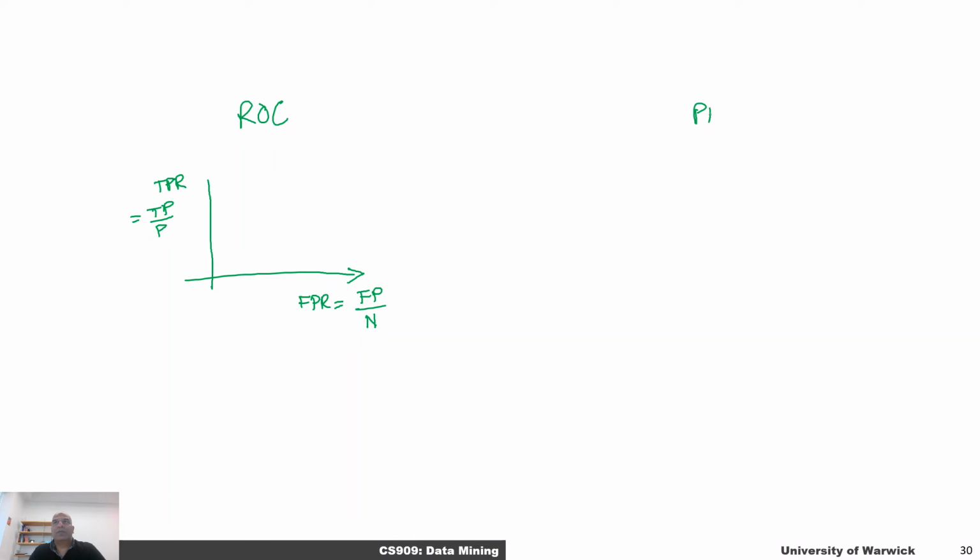Whereas in the PR space or the PR curve, we plot on the x-axis the sensitivity or TPR or recall as it is called. So that's where the name comes from, which is the same as what is being plotted on the y-axis of the ROC curve. Whereas on the y-axis of the precision recall curve, we plot precision. So precision is equal to the number of true positives out of all the positives that are predicted by a given classifier.